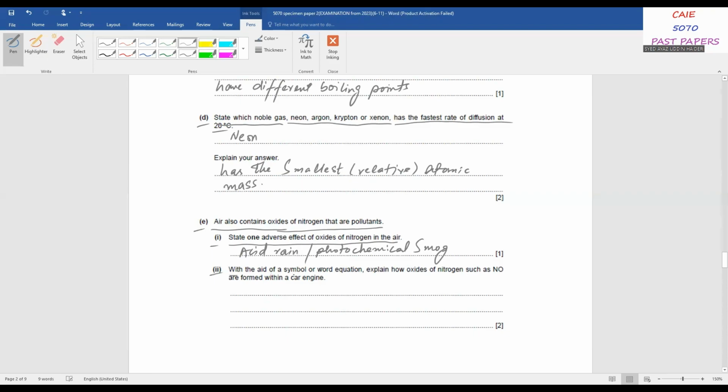Number two, with the aid of a symbol or word equation, explain how oxides of nitrogen such as NO are formed within a car engine. The reaction between nitrogen and oxygen, N2 plus O2, what will you get? You will get 2NO. You can write the word equation for this, and the condition: spark or high temperature.